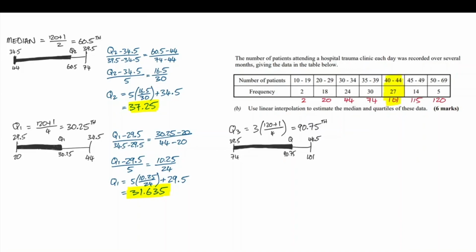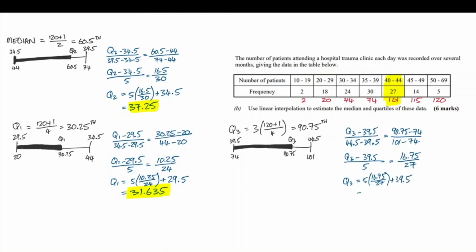Okay, let's set this up, being careful to make sure we're using the bounds. Quickly get a diagram. We put the cumulative frequencies and the 90.75. From here, we set up our fraction equation and we rearrange. Rearranging gets us an answer of 42.602.